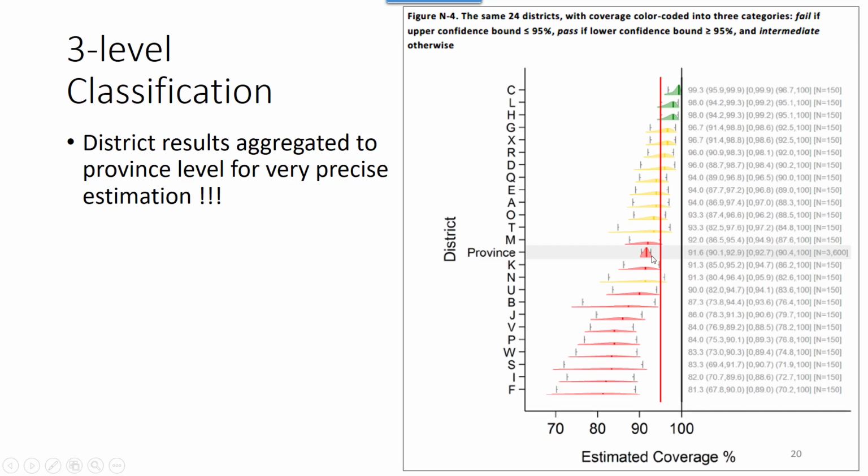We can use the figure to either describe the estimate, 91.6% of the kids in the province were vaccinated, and we can also classify coverage here. We can say that we are 95% certain that the coverage in the province did not reach the threshold. In some of the districts, yes. In some of the districts, maybe. In some of the districts, no. And in the province overall, the answer is no. That's what we mean by classifying.